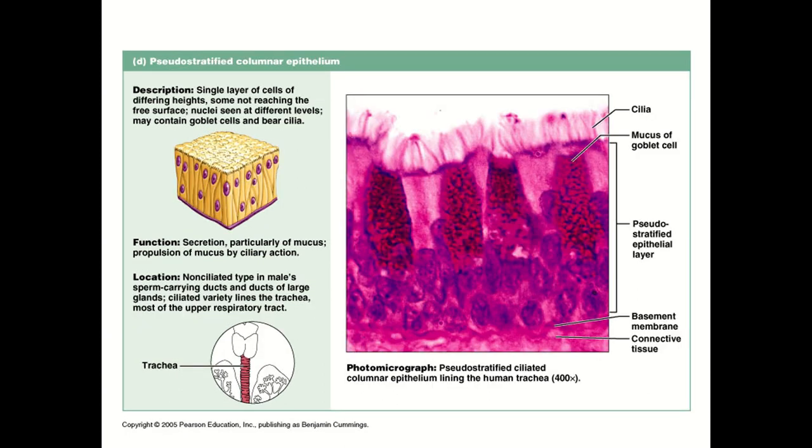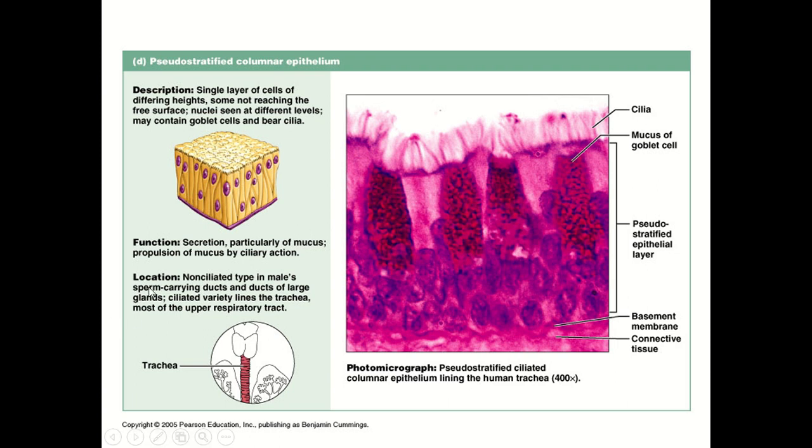Pseudostratified columnar epithelium is a single layer of cells with different heights, and some of them may not reach or expose themselves to the free surface, as you can see here. The nuclei of the cells are at different levels, and some of them may contain goblet cells or possess cilia. Its function is for secretion, particularly of mucus, and also propulsion of mucus by ciliary action.